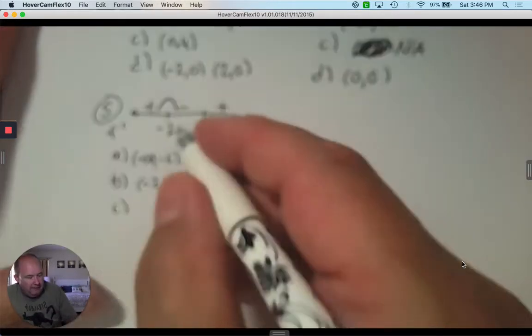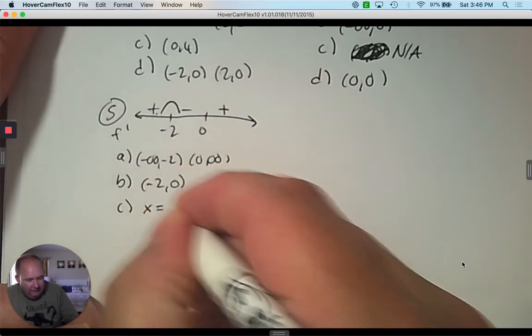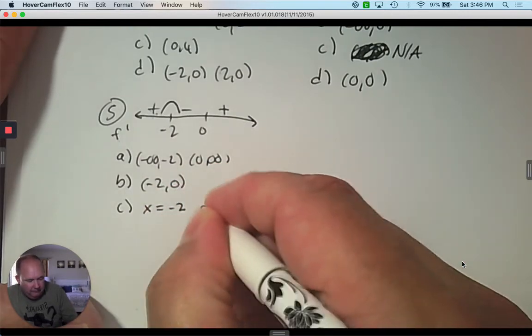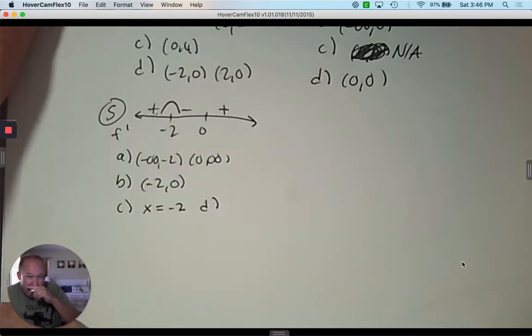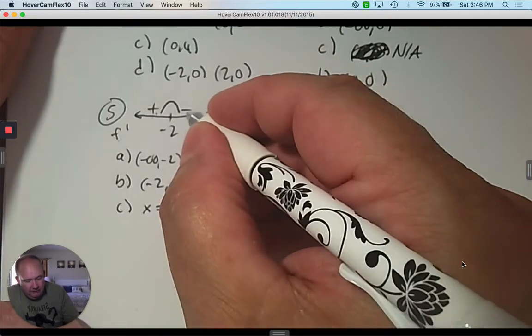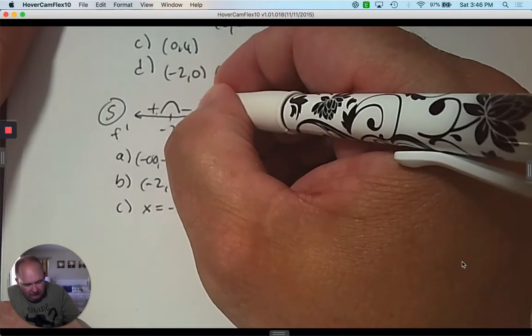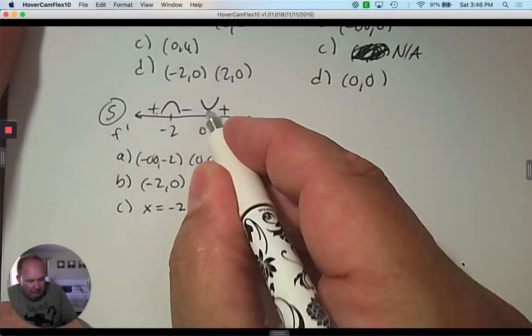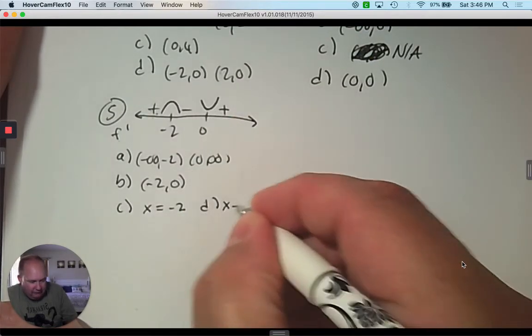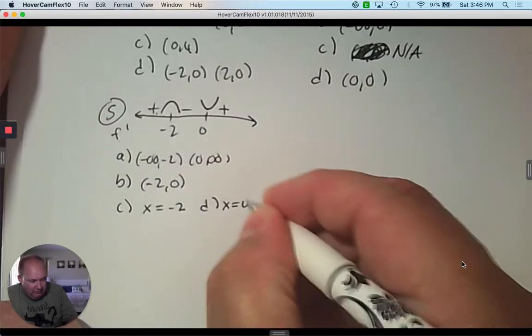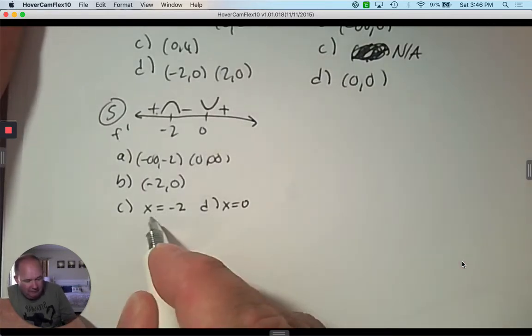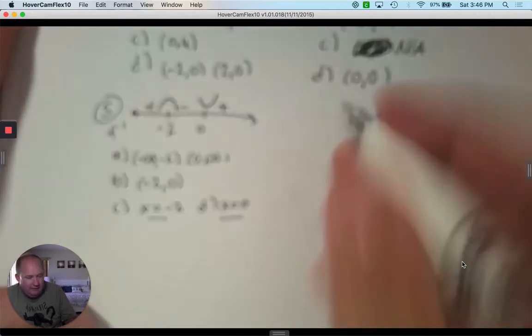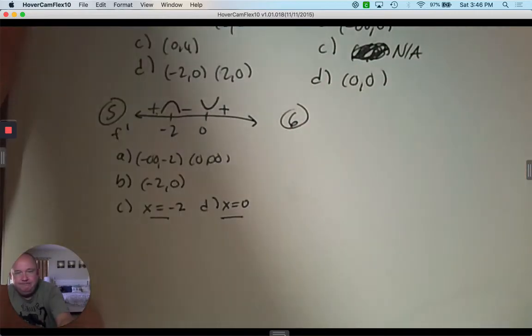So for the maximum, it's when x equals negative 2. And then for the minimum, so in this case at 0, it was decreasing, and then at 0 it changed to increasing. So if you draw a little parabola, you can visually see that at x equals 0, there's a minimum. So we have a maximum and a minimum off the number line. Number 6.